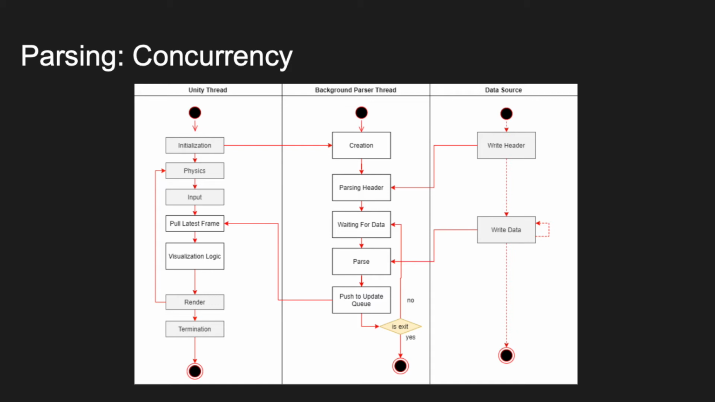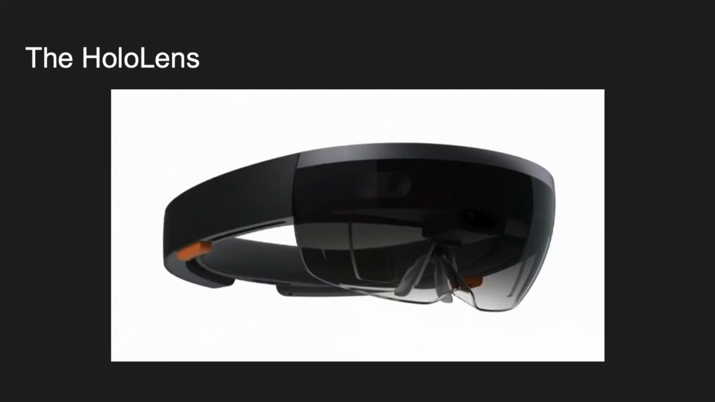It handles the passing of data between threads through a frame buffer-like data structure. Microsoft HoloLens is a virtual reality headset with transparent lenses that allow for an augmented reality experience. According to Microsoft, HoloLens is a fully untethered, see-through holographic computer.